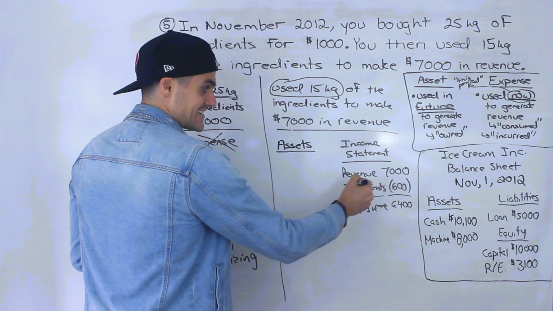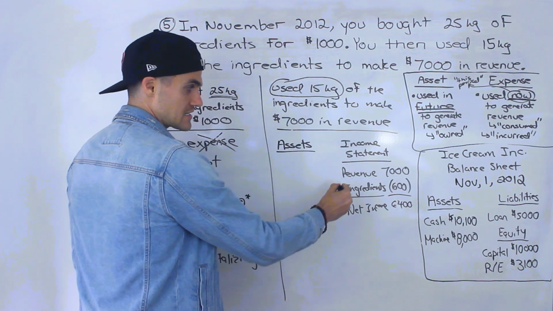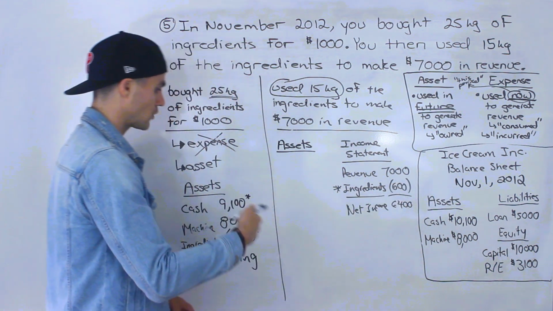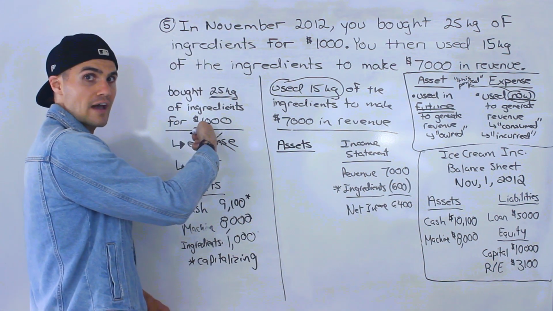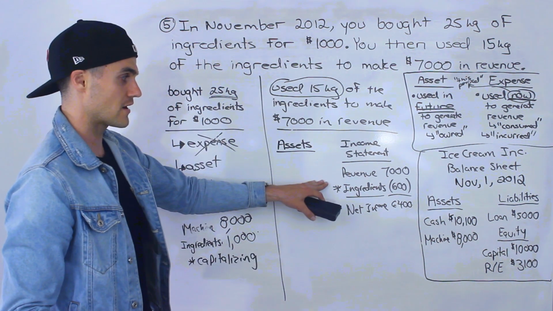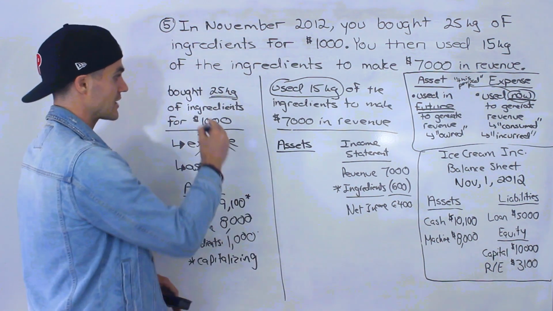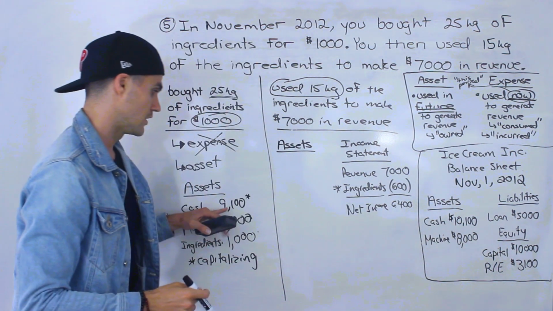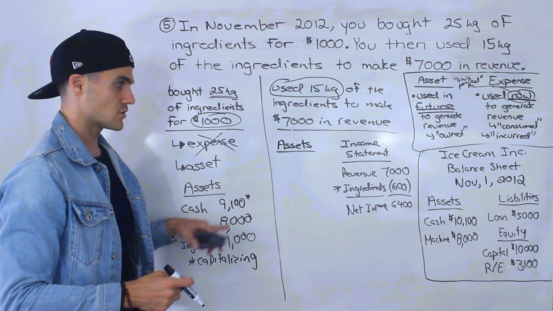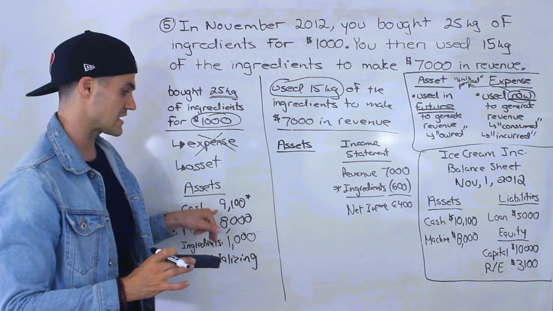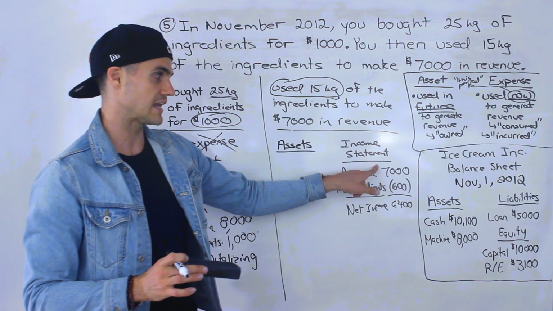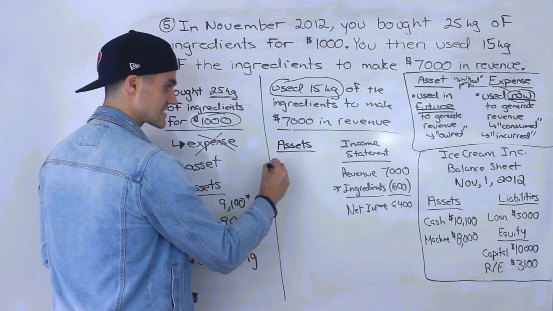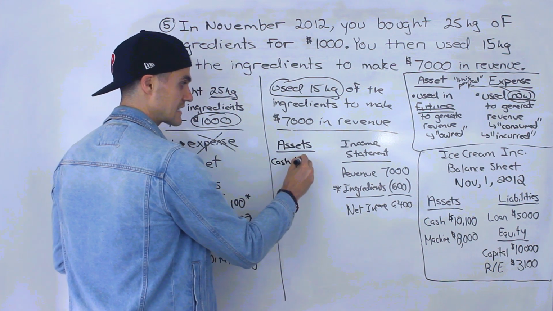And notice that this $600, these ingredients here, this expense, we're not paying $600 for that because we already paid for the ingredients initially for $1,000. And so that is not going to affect the cash. Remember, our cash got affected by this $1,000 already. It went from $10,100 to $9,100. So the only thing that's going to make the cash go up in this case is this $7,000 over here, right? So 9,100 plus 7,000, that would give us 16,100.